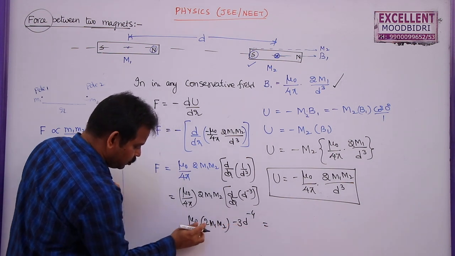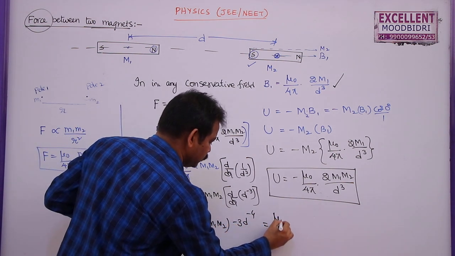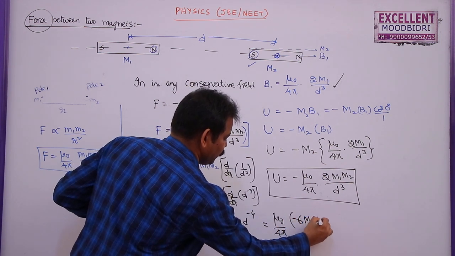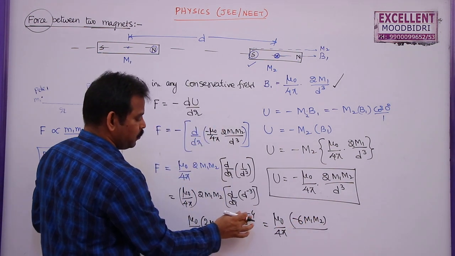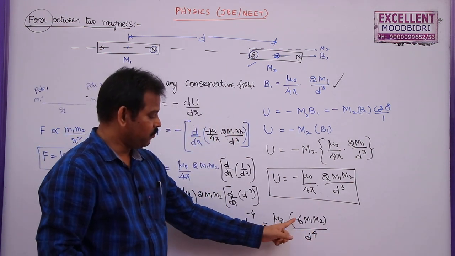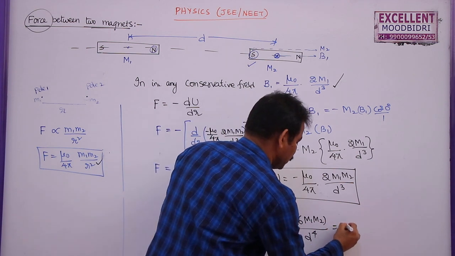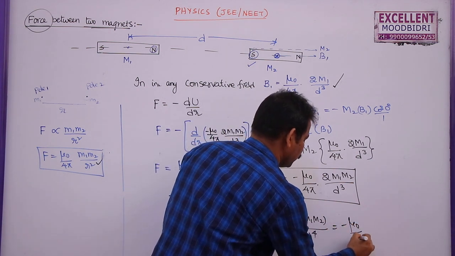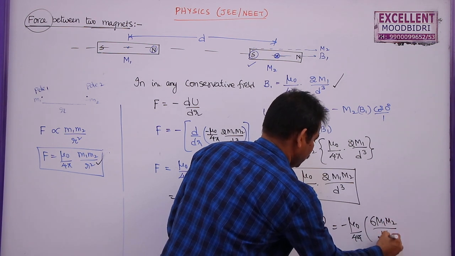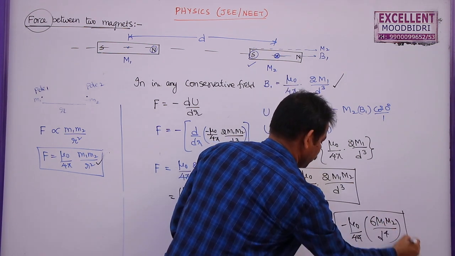So minus 3 into 2 will be minus 6. Mu naught by 4 pi minus 6 into m1 m2, and d power minus 4 comes down, this will become d power 4. So once again we got minus here. So this will be equal to minus of mu naught by 4 pi 6 m1 m2 by d power 4. So this is the force here.